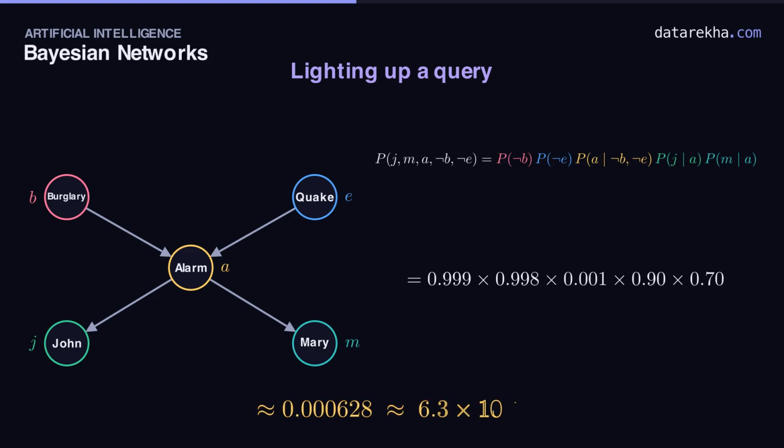Multiply them through. The two priors give about 0.97. The tiny alarm term drops it near 0.001, and the two calls bring it to roughly 0.00063. A tiny number, and it should be. A night where the alarm shrieks for no reason and both neighbors ring is genuinely rare. Pick one row from each table and multiply. That's the whole workflow.